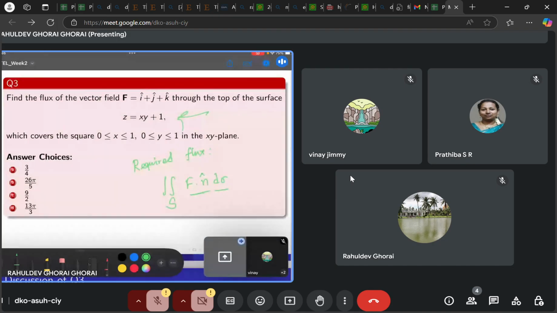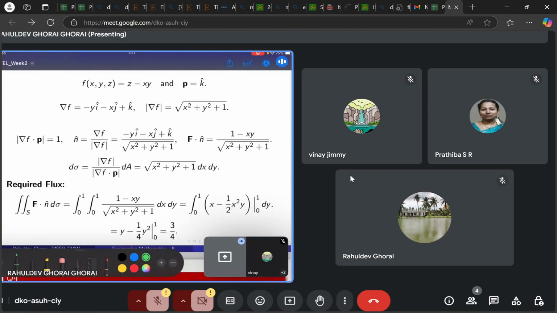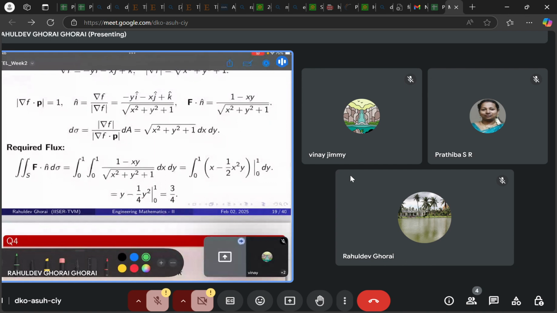So this one is easy for you. I am giving you a small idea about that. So f is z minus xy and p will be your k cap. Then gradient f is minus y i cap minus x j cap plus k cap, and modulus of gradient f will be square root of x square plus y square plus 1. So gradient f dot p will be 1. And n cap will be gradient f over modulus of gradient f. And if you put all this, you will see it becomes very easy.